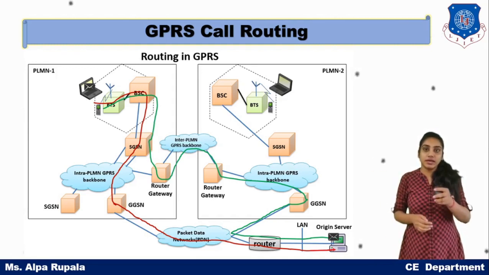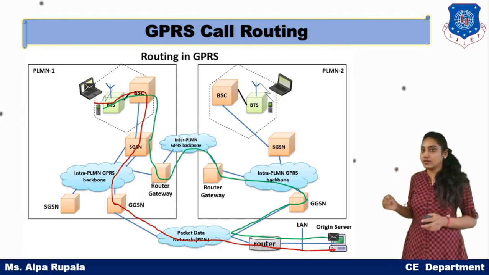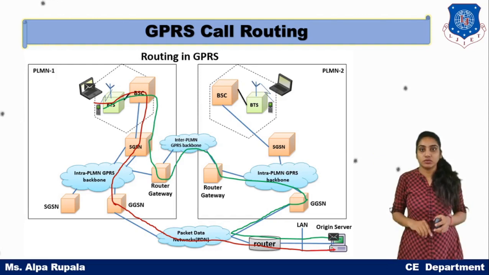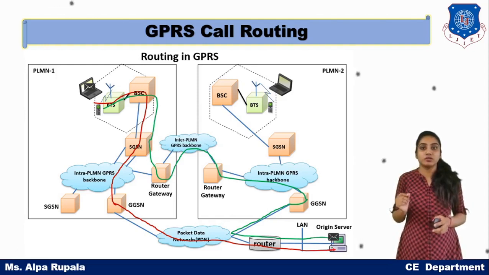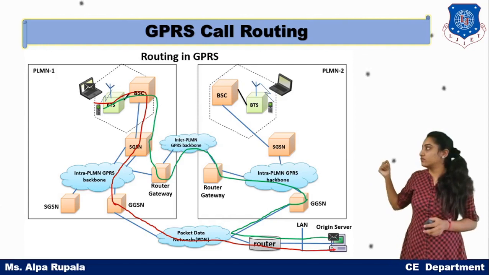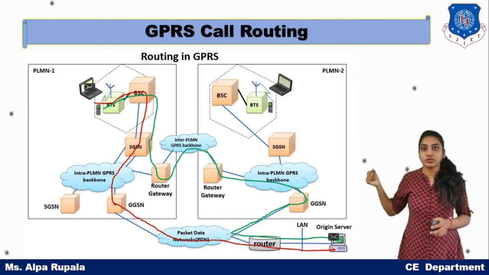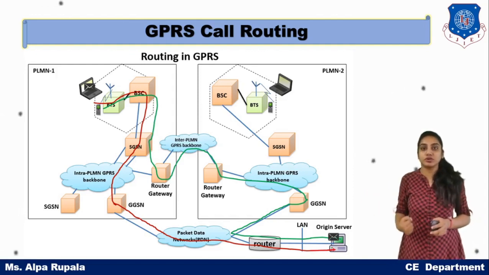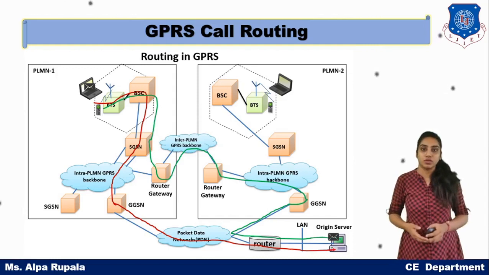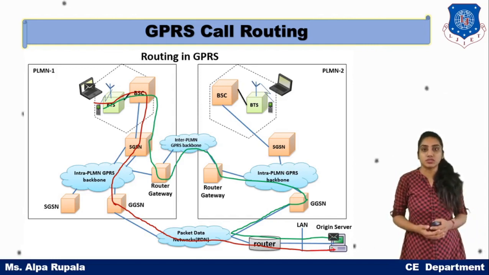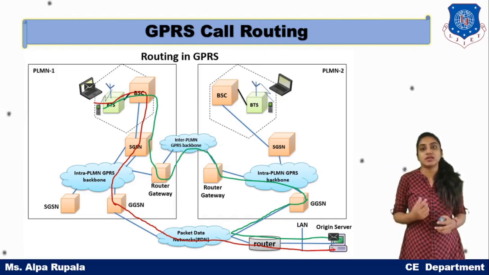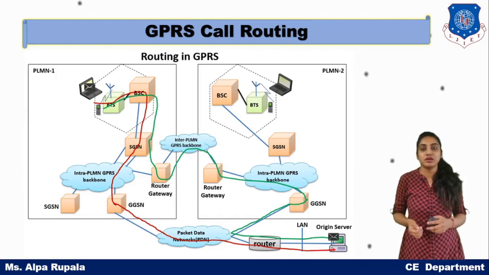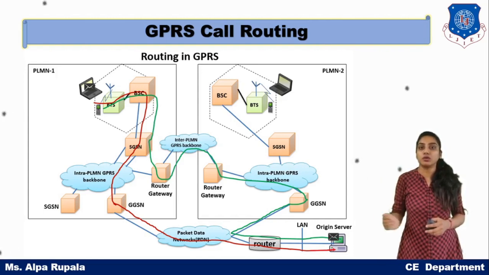Now you can see we have one line, the red line, that is the request line. That request line goes from the MS to the BTS, BSC, SGSN, GGSN, from your PDN network to your server. Now the server will send the response, but the context request has the PDP address, and that PDP address will have the prefix of the home PLMN network.